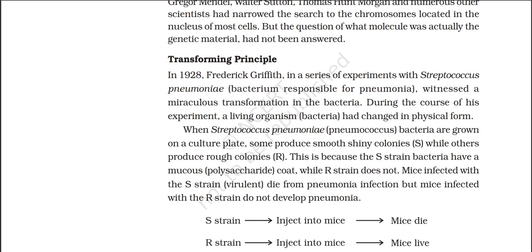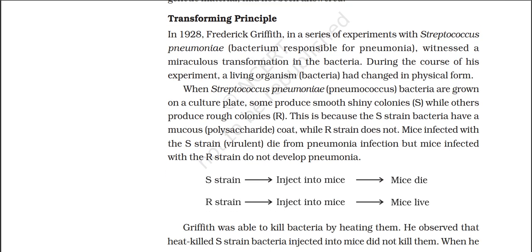When Streptococcus pneumoniae, pneumococcus, bacteria are grown on a culture plate, some produce smooth shiny colonies (S), while others produce rough colonies (R). This is because the S-strain bacteria have a mucus polysaccharide coat, while the R strain does not. Mice infected with the S strain (virulent) die from pneumonia infection, but mice infected with the R strain do not develop pneumonia. Griffith was able to kill bacteria by heating them.